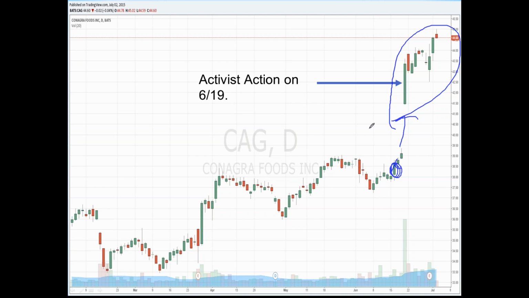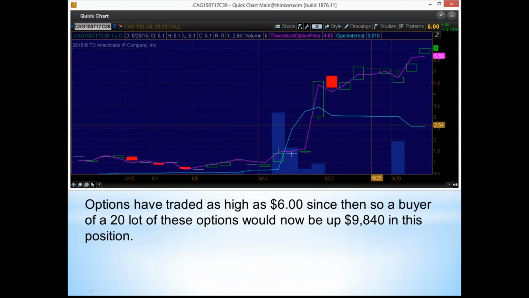Okay, so this obviously went from a very nice winner to an absolutely huge winner on this announcement. These options have traded as high as $6 since then, so a buyer of a 20 lot of those calls would now be up $9,840 in this position at the highs, on less than $2,200 in risk.